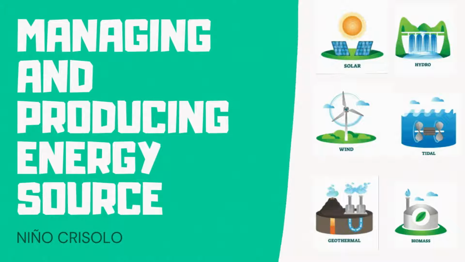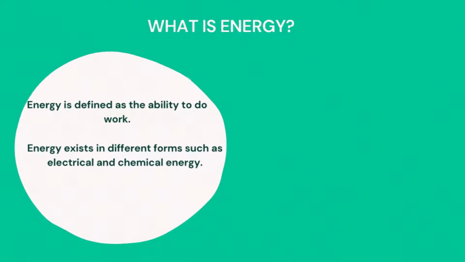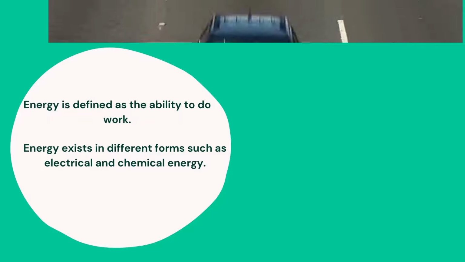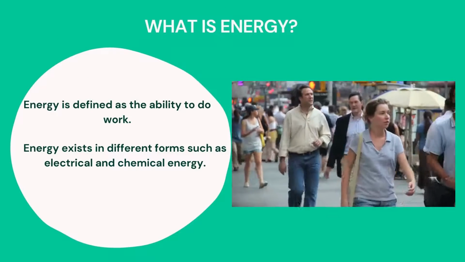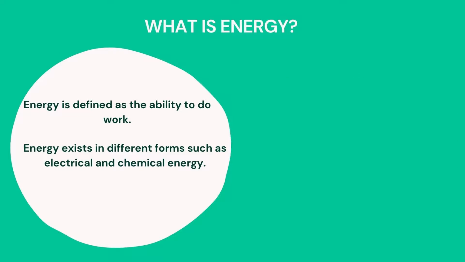Before we proceed with our lesson, let us try to define energy. Energy is defined as the ability to do work. When work is done, energy is transferred from one object to another. Energy exists in different forms, such as electrical and chemical energy. Most forms of energy can be classified as kinetic energy and potential energy.